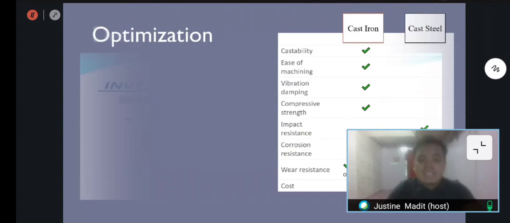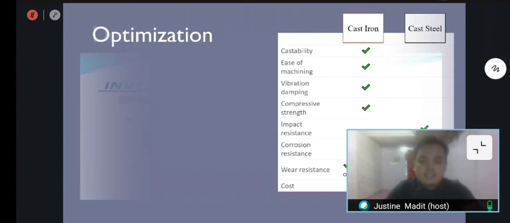Optimization of casting. Instead of using cast steel, we thought about using iron, but the reason why we choose cast steel is because it can withstand corrosion, as we see here, stainless alloy. Cast stainless steel can withstand corrosion. That's why we choose it.